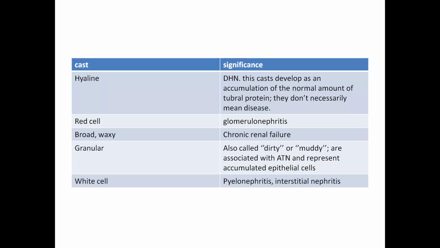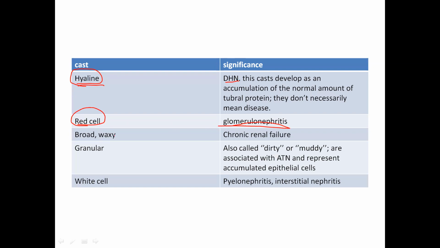And this is a very important slide telling about the casts. Here we have the hyaline cast, which is by the way the most common cast seen in urinalysis. Hyaline cast is seen in dehydration. In dehydration, these casts develop as an accumulation of normal amounts of tubular protein. They do not necessarily mean disease, so normally you can see hyaline casts. Red cell cast, as discussed before, is seen in glomerulonephritis.